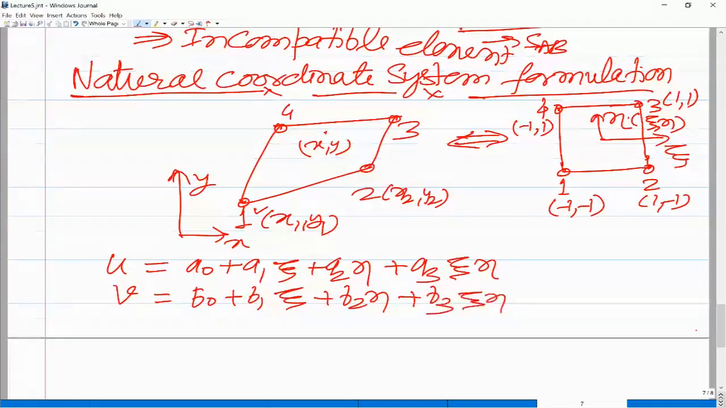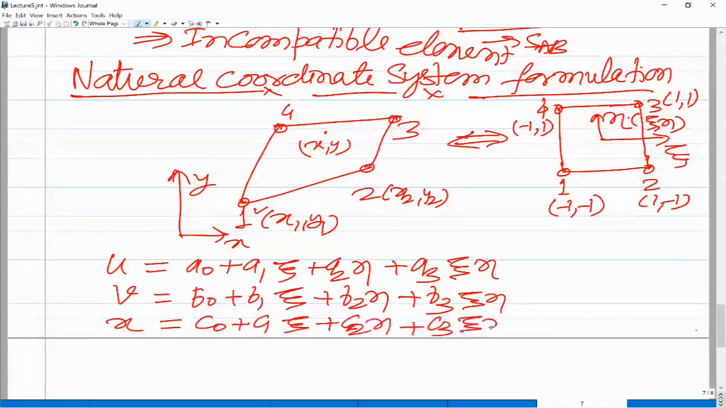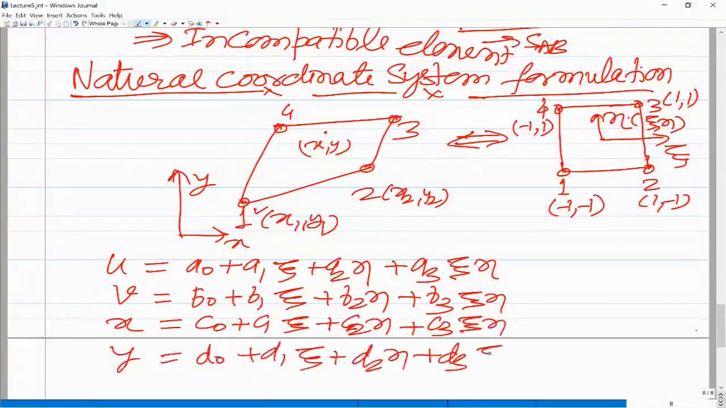Now see, because we are assuming the approximate solution in terms of natural coordinates, and in the integral functional we have to carry out the integration with respect to physical area of the element in the physical coordinate space, and also strain requires the derivative of displacement with respect to x and y, we need to relate x, y in terms of xi, eta. So we also assume the solution for x and y: x will be c0 plus c1 xi plus c2 eta plus c3 xi eta, and y will be equal to d0 plus d1 xi plus d2 eta plus d3 xi eta.